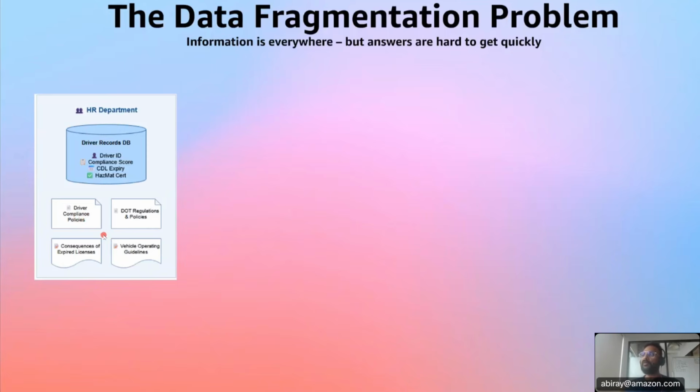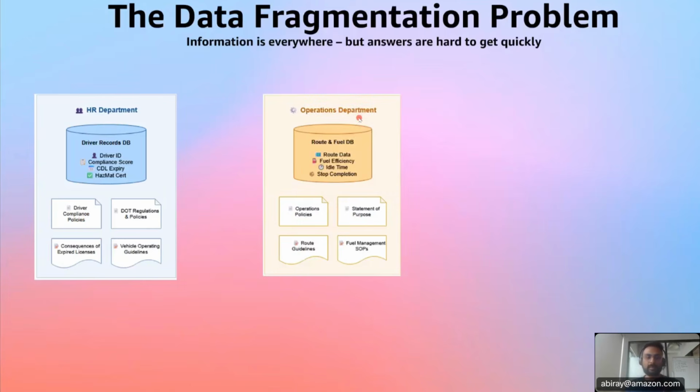They also have an operations department. The operations department has route and fuel data. Now, this is crucial for the company because with this data, the company can create optimized routes for deliveries. And again, operations have their own policies, guidelines, and SOPs.